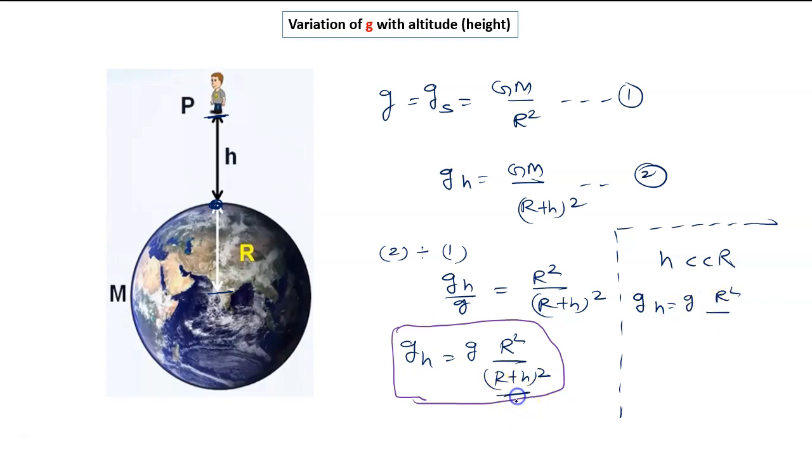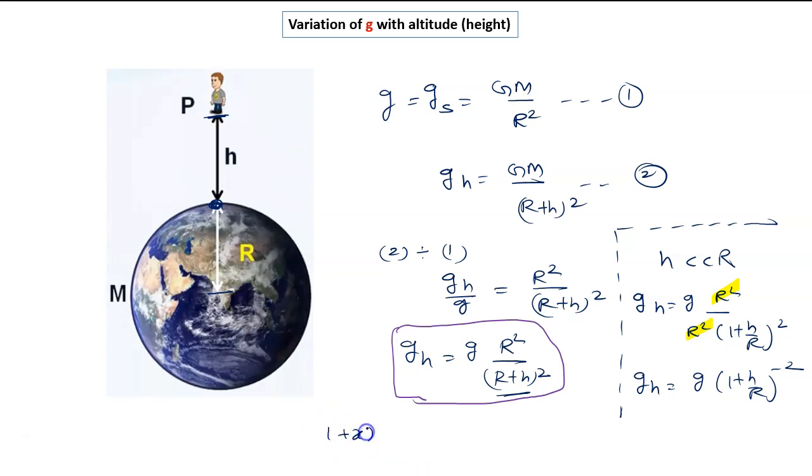From this R plus h whole square we take R square common. So it is 1 plus h upon R whole square. R square cancels. Gravity at any height h is given by g times 1 plus h upon R to the power minus 2. Now we will apply the binomial expansion, the binomial expansion for higher power.